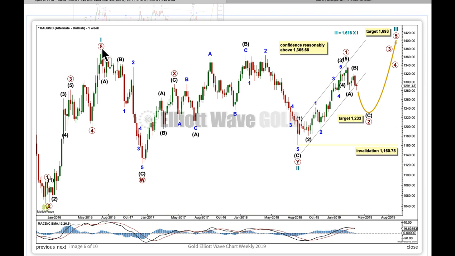If cycle 1 is over there, then cycle 2 may be complete as a double combination. A zigzag, the first structure in the double, labelled primary W, the double joined by a quick 3 in the opposite direction, labelled X, subdividing as a zigzag, and the second structure subdividing 3, 3, 5, a flat correction labelled primary Y.